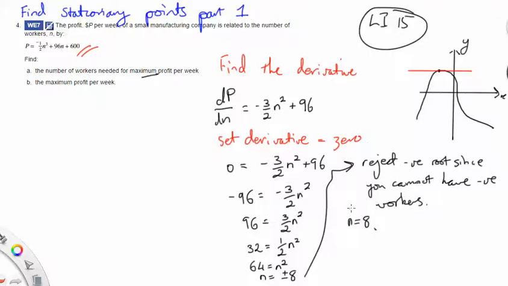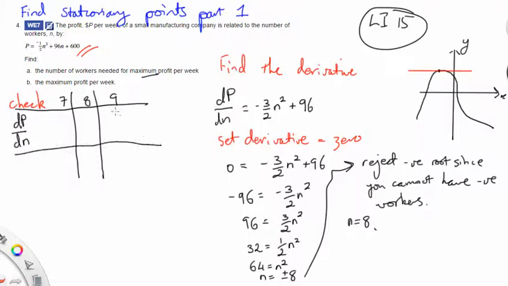We need to check if it's a maximum though. The question hasn't asked us to do that explicitly, but I'm going to do it as an exercise. So let's check that that's a maximum. Let's do the check, and remember that's with the table. So you do a table where we evaluate the derivative for a bunch of different numbers. So we might try N equals 8, we might look to the left and look to the right. And we work out what the derivative is. Well, dP/dN when N equals 8 we know is 0.